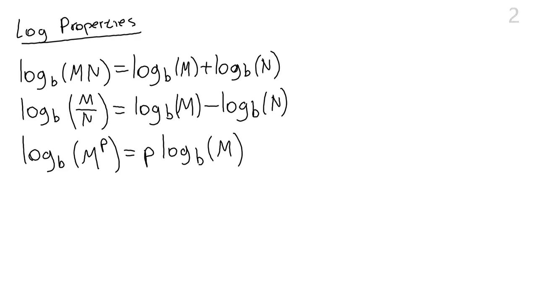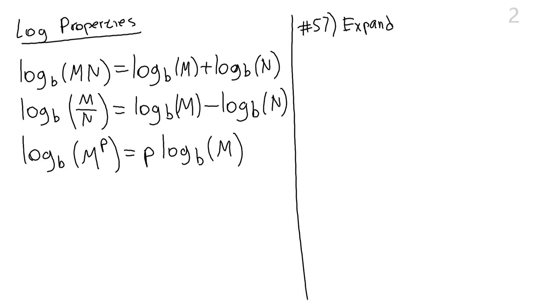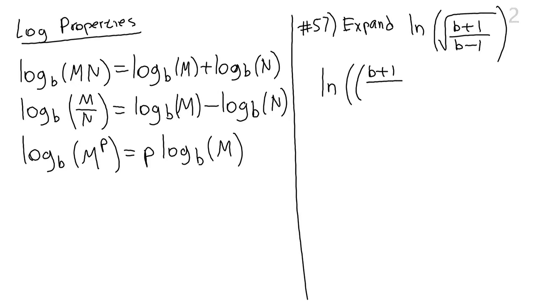And we're going to apply this to two examples. We can be asked to either expand, this is also problem number 57 from the review. We're asked to expand the natural logarithm of the square root of b plus 1 over b minus 1. Now again, it's useful to know exponent rules with radicals. This is natural log of b plus 1 over b minus 1 to the power of 1/2.